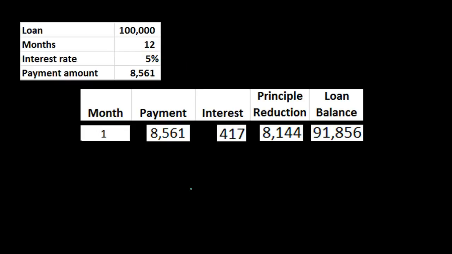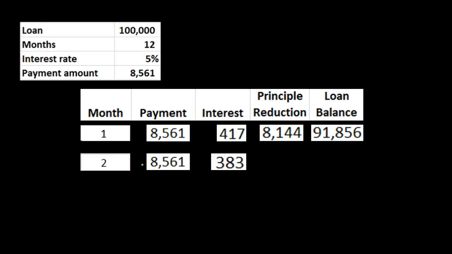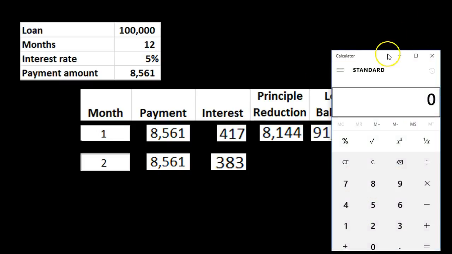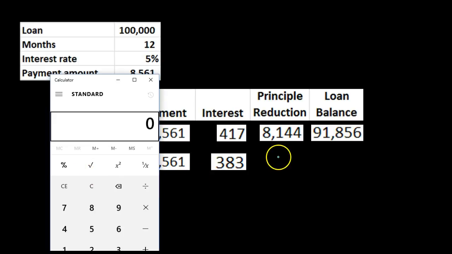The amount remaining outstanding is the 100,000 minus the 8,144, giving us a remaining principal balance after the first payment of 91,856. Then we can go on like this. We can say the second payment is going to be the same. However, the amount of interest is going to differ. Why? Because now our principal has changed. So our principal is now this 91,856 times the 0.05, 5%. That would be for a year, dividing by 12 months in the year, giving us approximately 383.